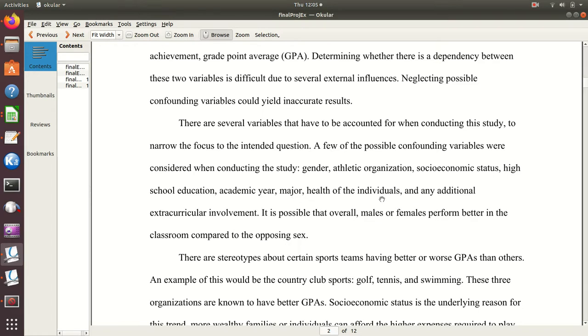The health of the individuals, right? Most of your athletes are probably pretty healthy, unless you get injuries, of course. The non-athletes could have various chronic health issues that just affect their studies, and so that may matter. And then additional extracurricular involvement. So are you on student council? Are you in the band? Are you in the choir? What other things are you doing?